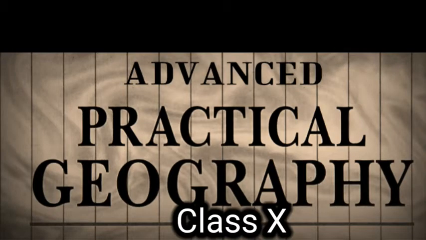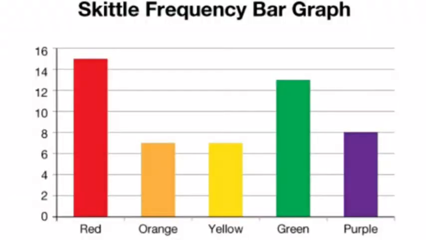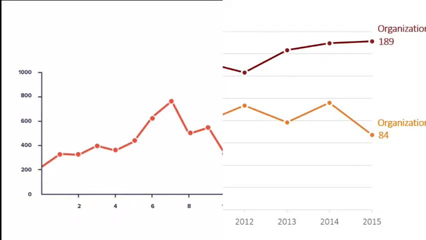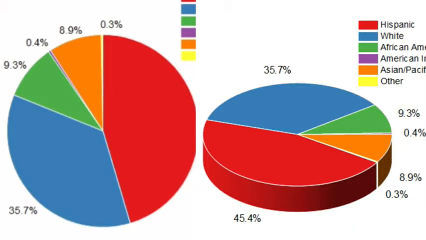Okay, today let's start with practical geography. Today we'll discuss the bar graph and the line graph. There will be different types of line graph, and also the pie diagram, right? The pie diagram shows different types of data.